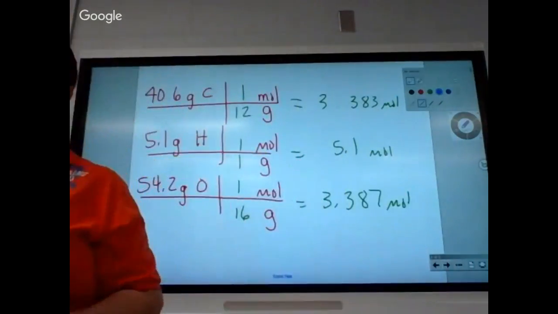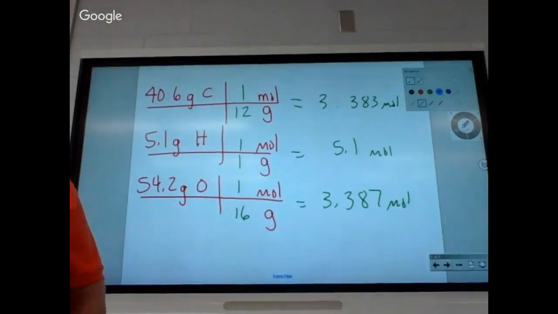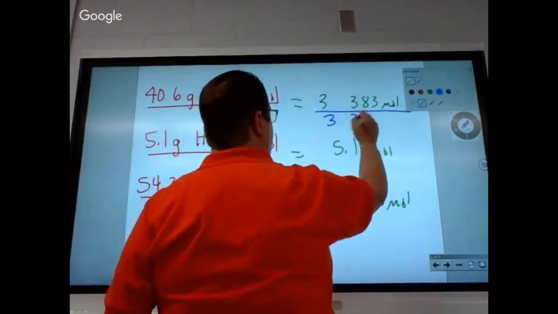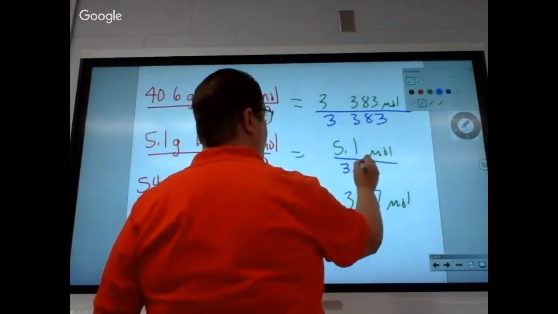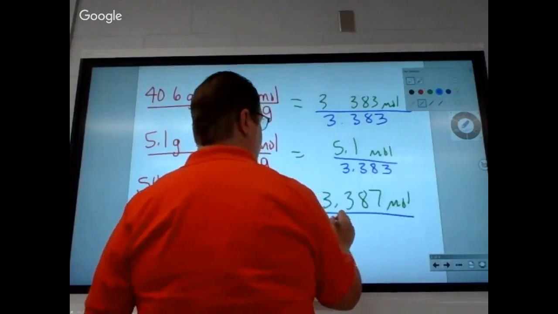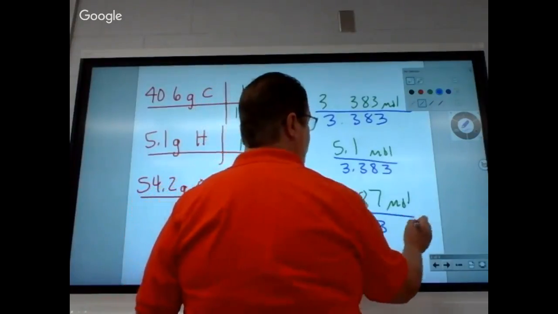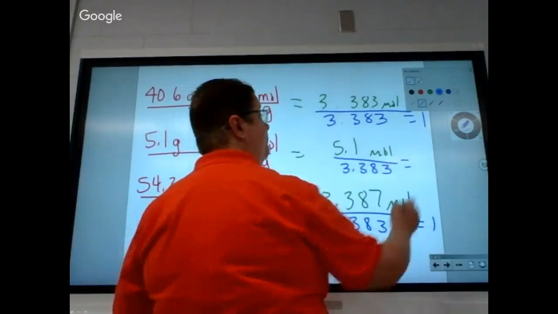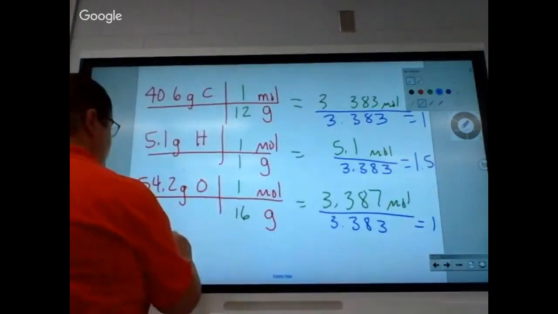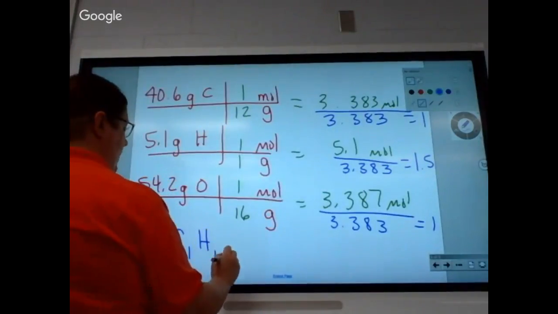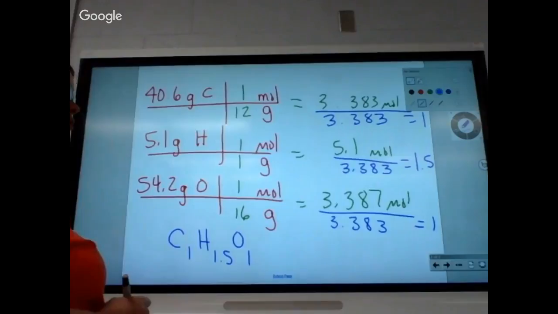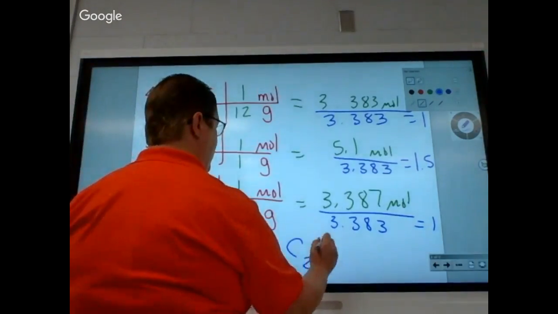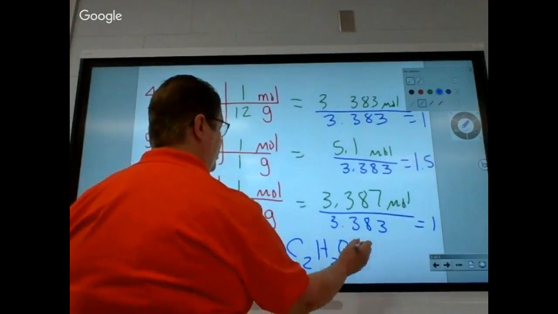All right, so what are we going to do there? Once we have all the moles, what do we do now? Which is the smallest? 3.383. So we divide each by 3.383. We get 1, we get 1, and we get what there? 1.5. So we get C1, H1.5, O1. So what do we do when we get a half? Multiply by 2. So we get C2, H3, O2.